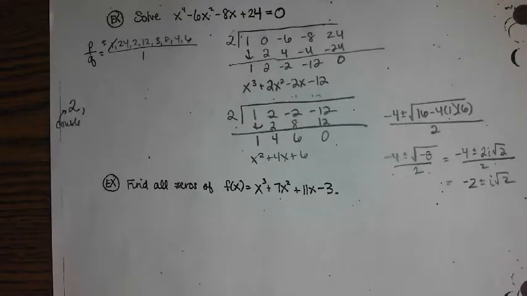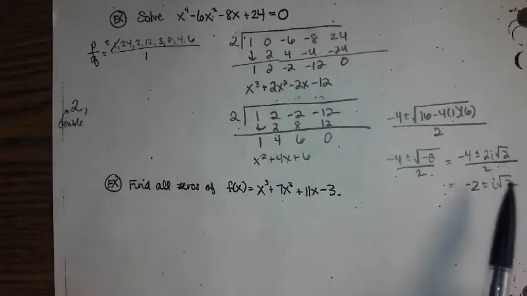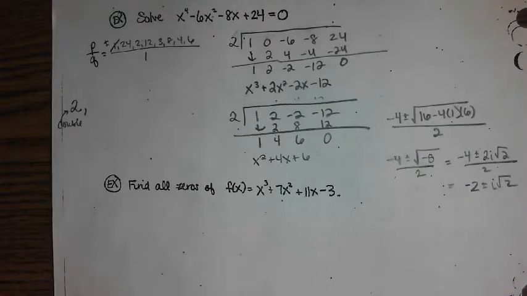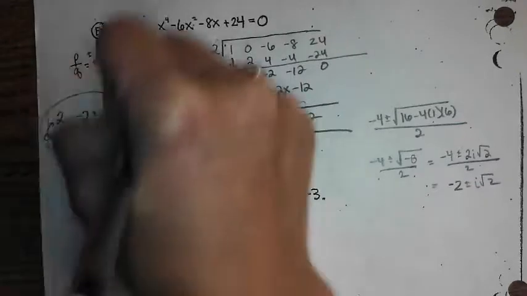So I have my 4 solutions. 3 distinct solutions, 3 different ones, but all 4 are accounted for, because that's a double, so that counts as 2, 3, 4. So my solutions, right there.